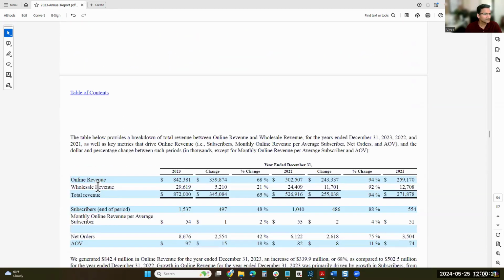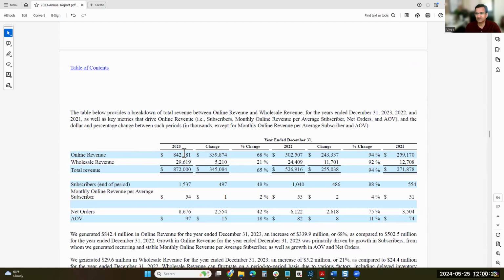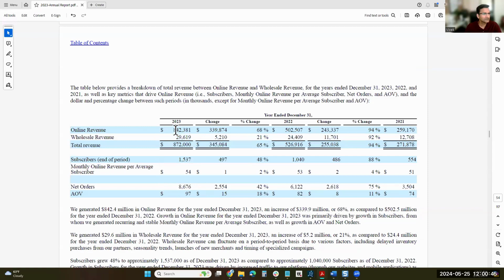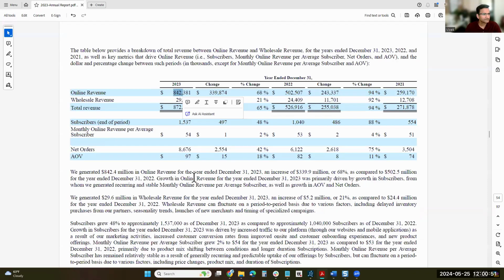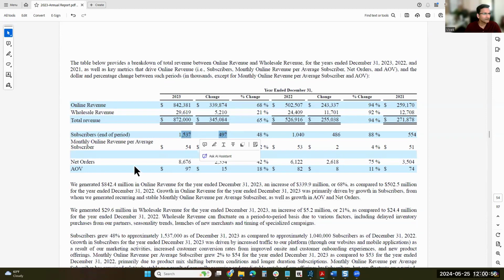All right, so we figured out the two big main sources of revenue: one is online revenue and the other is wholesale revenue. Clearly, online revenue is the biggest amount, and the wholesale is pretty small. This is in thousands, so $842 million. And then they have 1 million, is that it? 1 million subscribers.